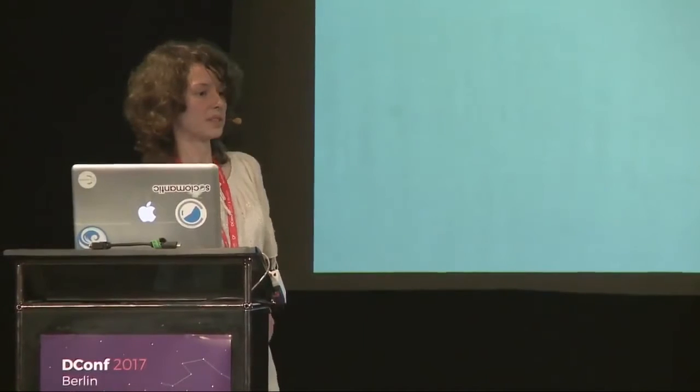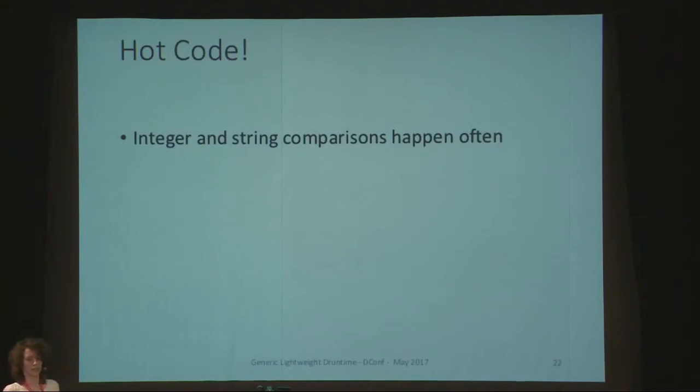I ran them several times. So, okay, we have some speedup, but is it actually worth it? Is this code actually used? Because if I improve some code that's not used at all, then it's literally of no use. Well, actually, string and integer comparisons are quite frequent in user code, and basically in any code, your runtime code and Phobos code.